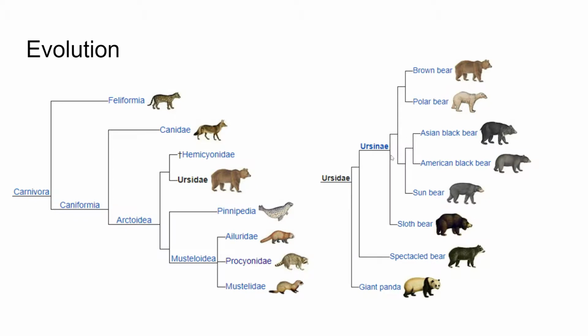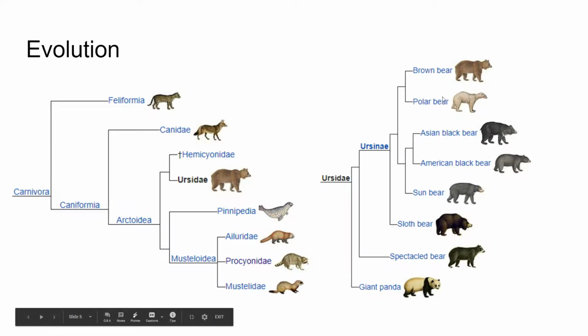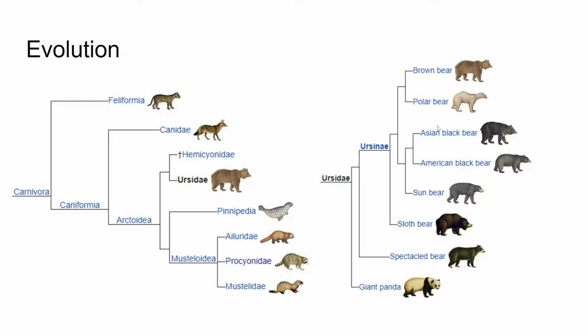And so you can see here the panda bear is more of a distant cousin to these other bears, the spectacled bear too, and these other bears kind of all coming off of a similar kind of trajectory.